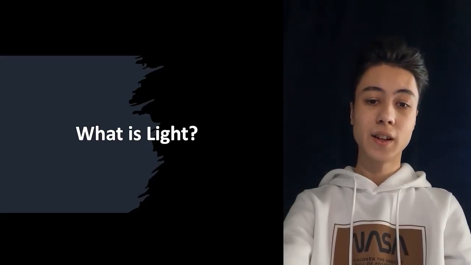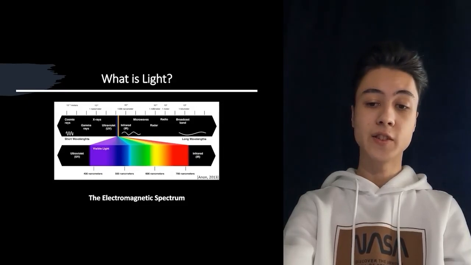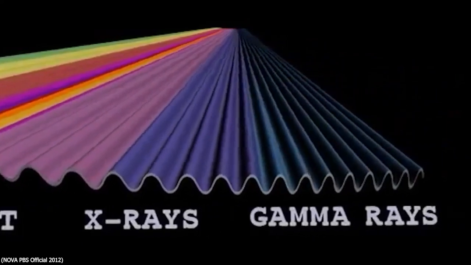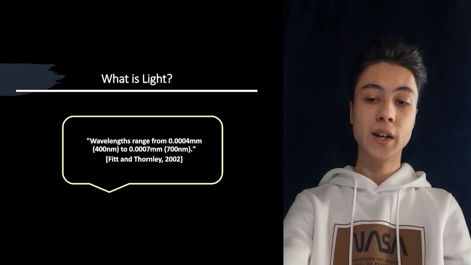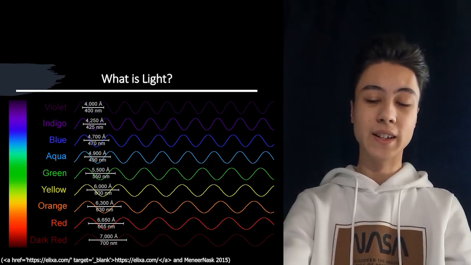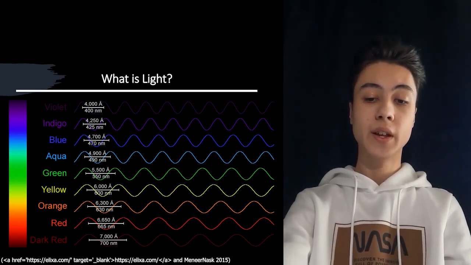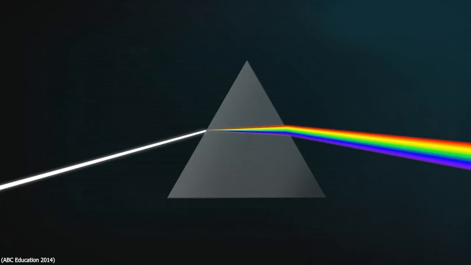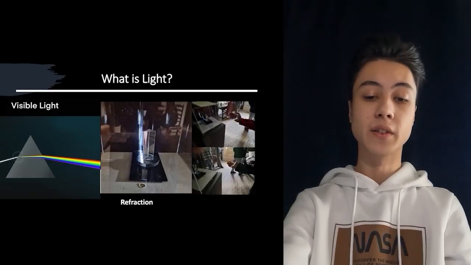What is light? Light is a band of frequencies of radiation on the electromagnetic spectrum called visible light. It consists of the colours of the rainbow: red, orange, yellow, green, blue, indigo and violet, which, when mixed, creates white light. These wavelengths range from 0.0004 mm, 400 nanometers, to 0.0007 mm, 700 nanometers, depending on the colour of light. A visual representation of this process is called refraction. Focusing a concentrated beam of light through a triangular prism will cause the different colours to disperse in different directions.